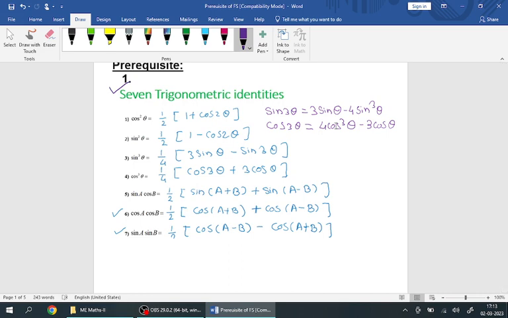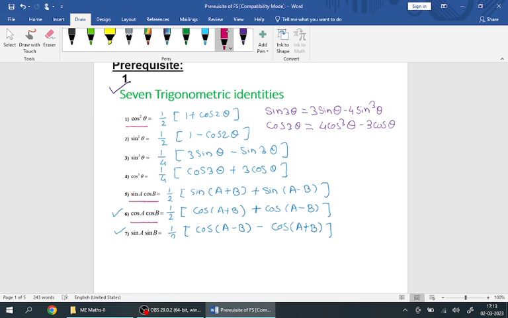Whenever we come across the multiplication of trigonometric functions, say cos square theta, sine theta cos theta, or cos a cos b, in such a case we have to convert that multiplication into addition so that we can easily integrate it. The main formulas in Fourier series are about integration.